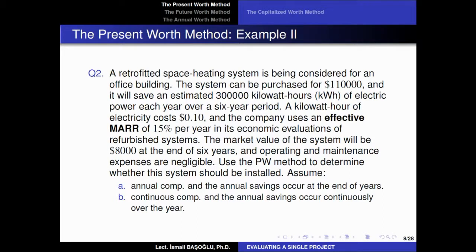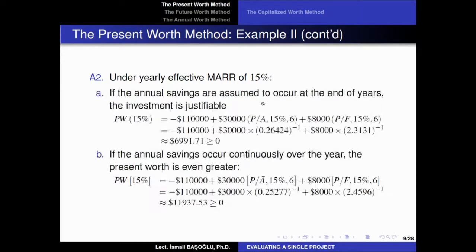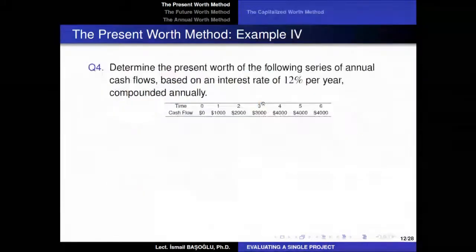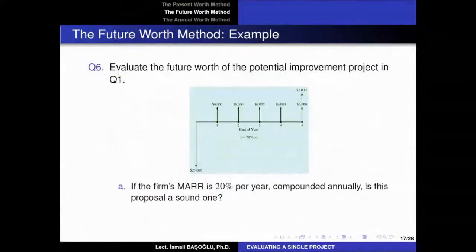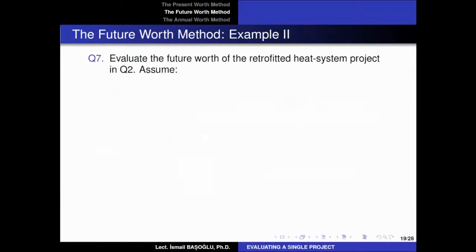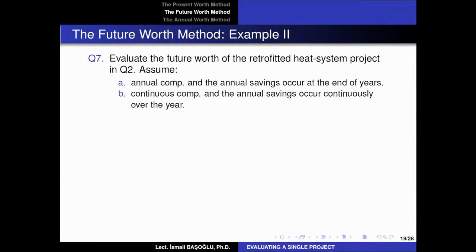Okay. This time we are going to perform future worth analysis. So let me go back to the question. This time we are going to apply a future worth analysis. Again, in part A, we are going to assume that we have annual compounding and the annual savings occur at the end of years. And then we will have continuous compounding, and the annual savings occur continuously over the year. So the first part is easy.